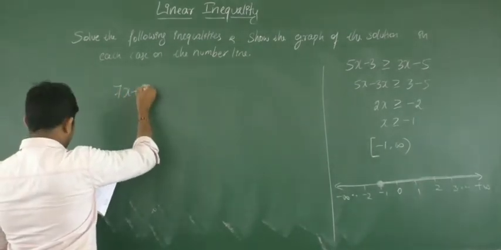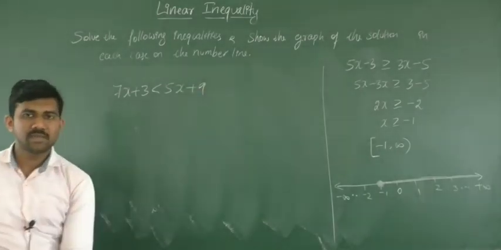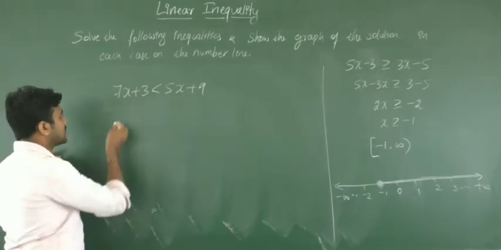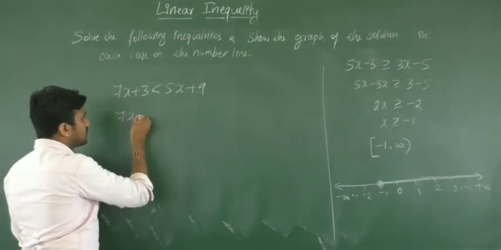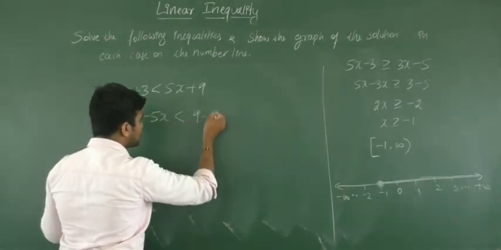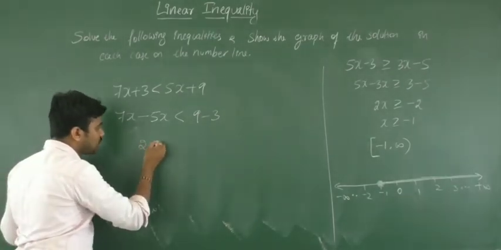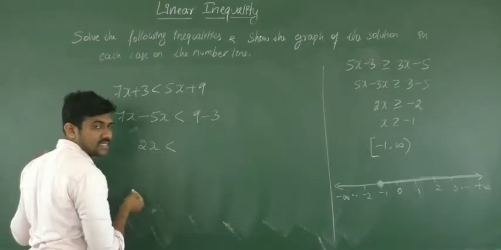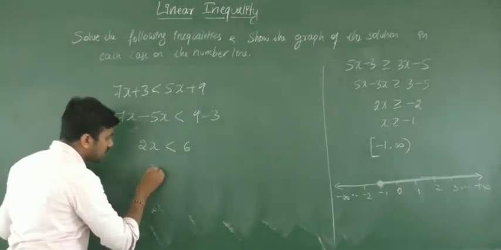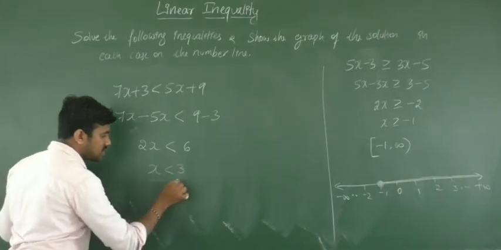7x plus 3 strictly less than 5x plus 9. In this case first write down 7x minus 5x strictly less than 9 minus 3. So 7x minus 5x is nothing but 2x less than 9 minus 3, that is 6. So now divide 2 on both sides, so we'll get x is strictly less than 6 by 2, that is 3. x is strictly less than 3.